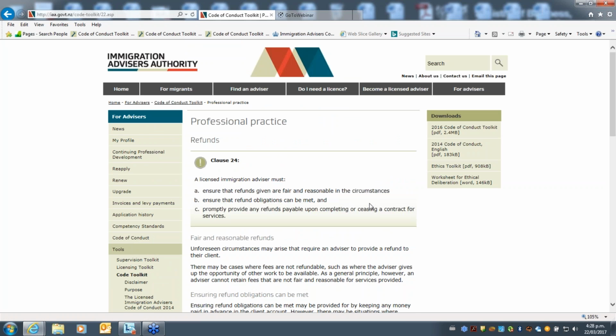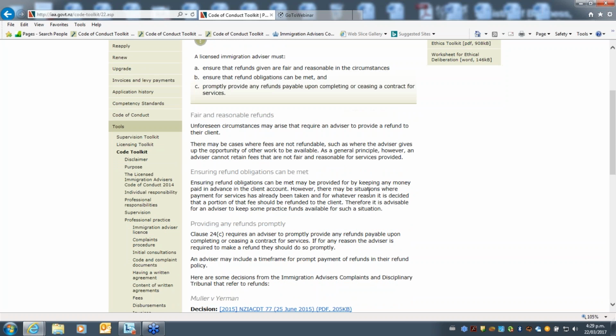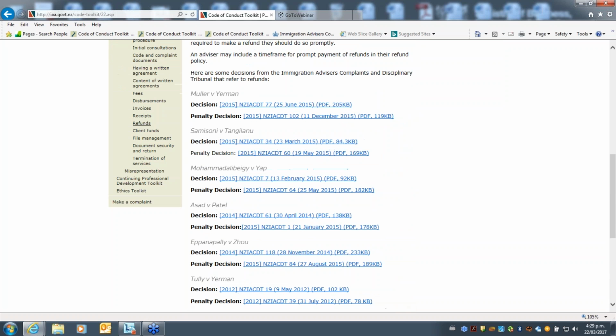Refunds: you are required to ensure that refunds given are fair and reasonable in the circumstances, and that your refund obligations can be met. You're required to promptly provide any refunds payable on completing or ceasing a contract for services. So it is really important that you think about this, in circumstances where the client is asking for a refund, or you think that you haven't delivered the service that you were intending to do. And again, as you can imagine, this often comes up as an issue in complaints. There are a number of decisions that you might like to go back to and have a look at.